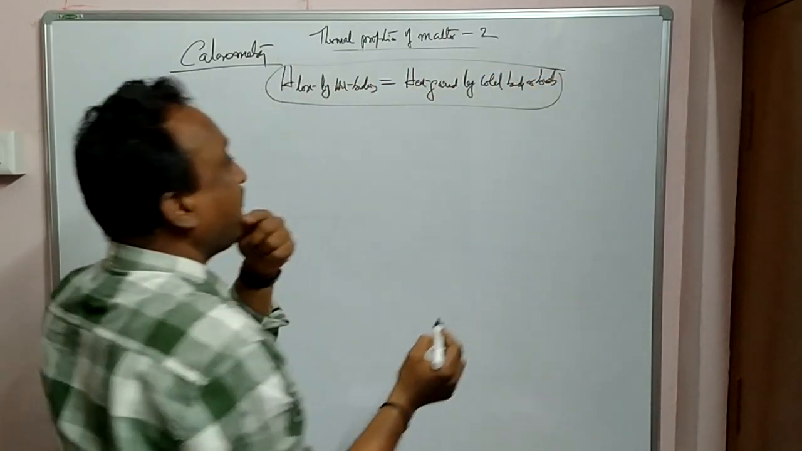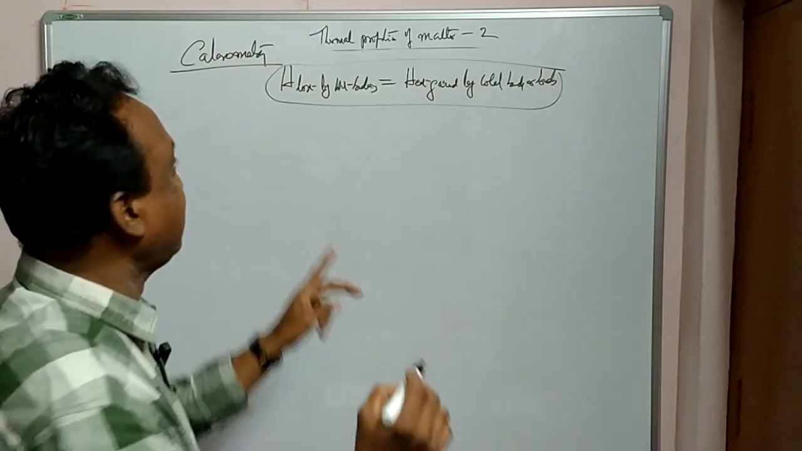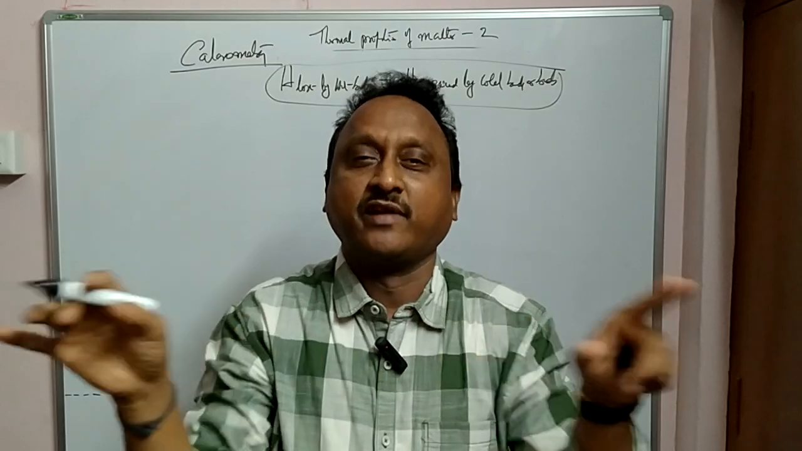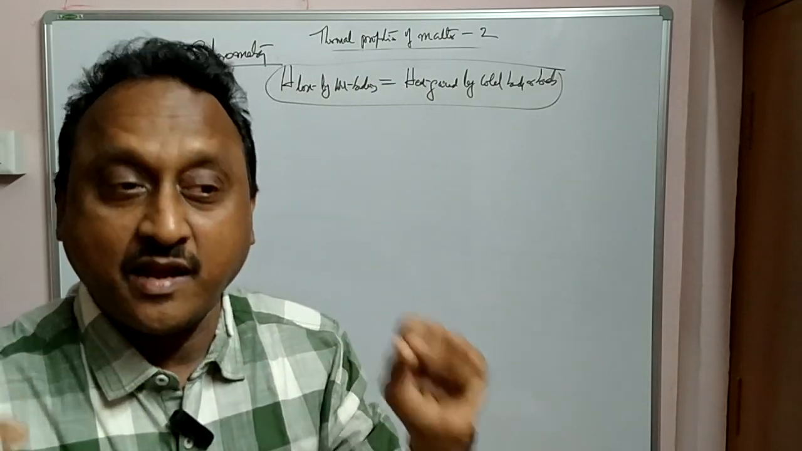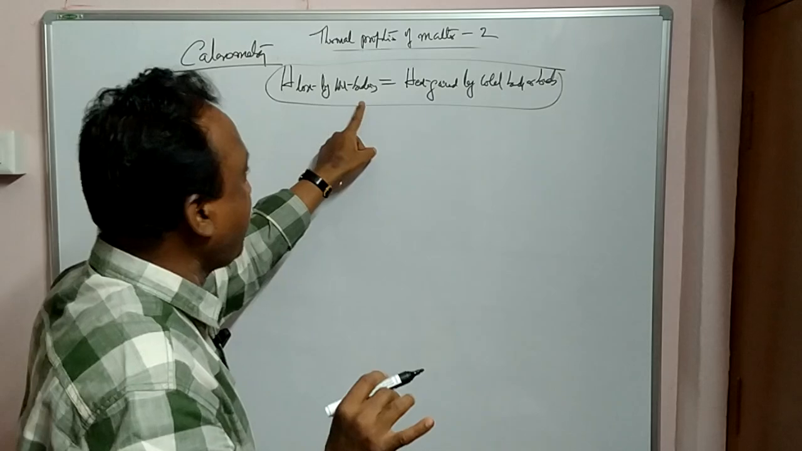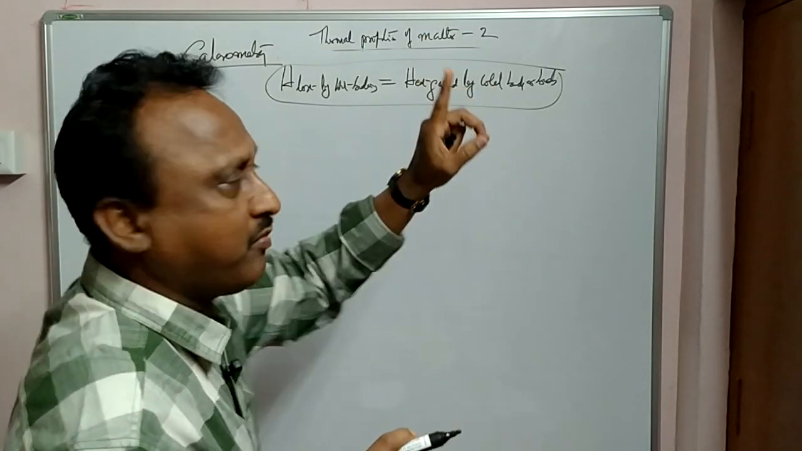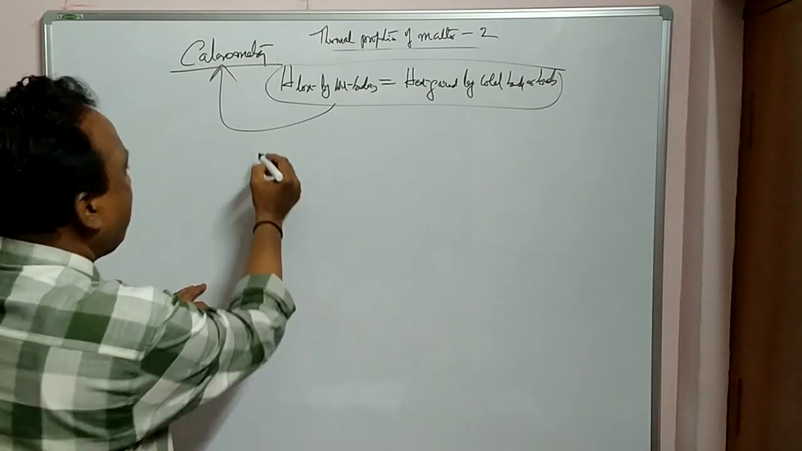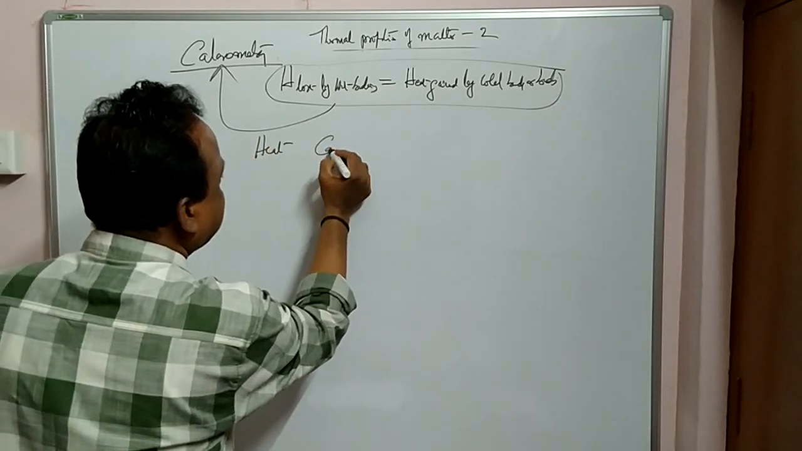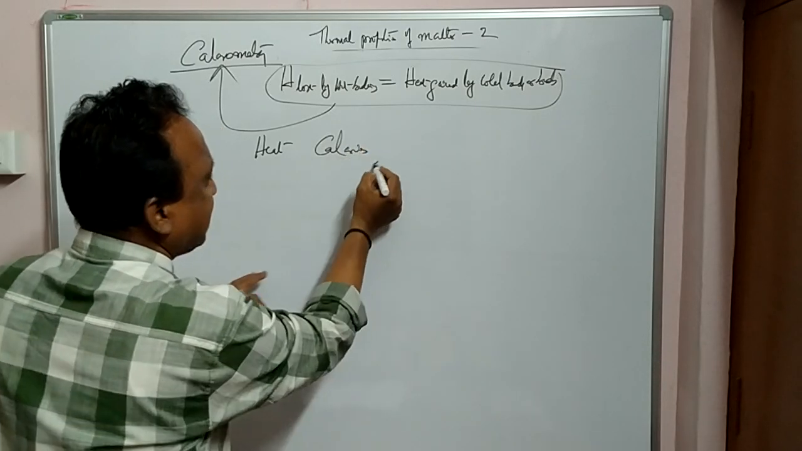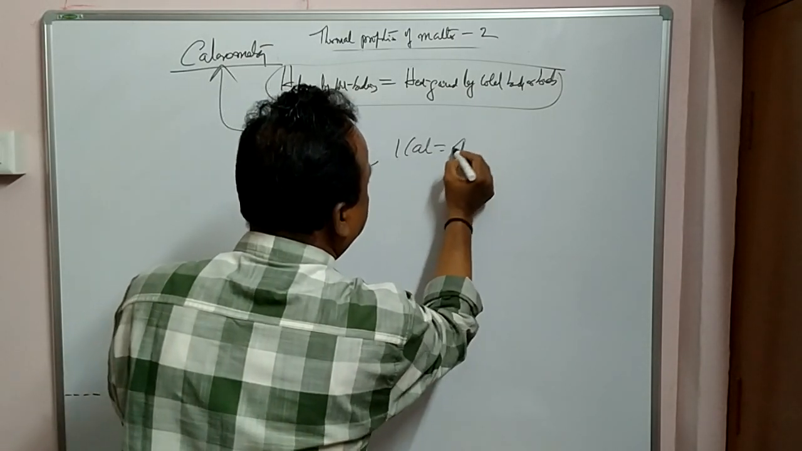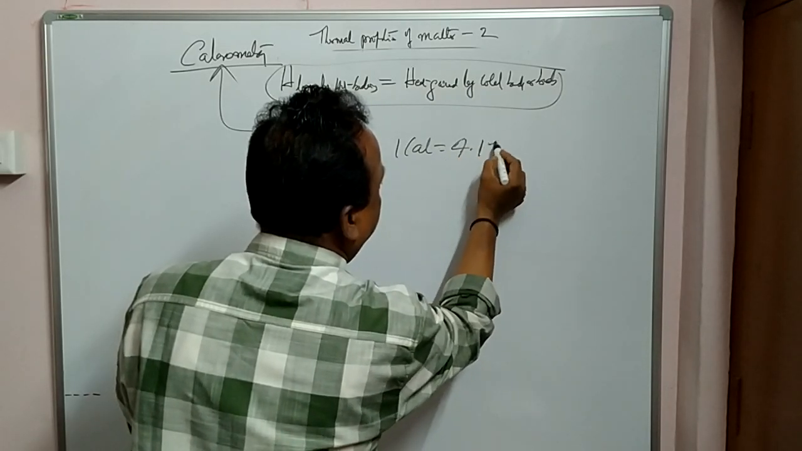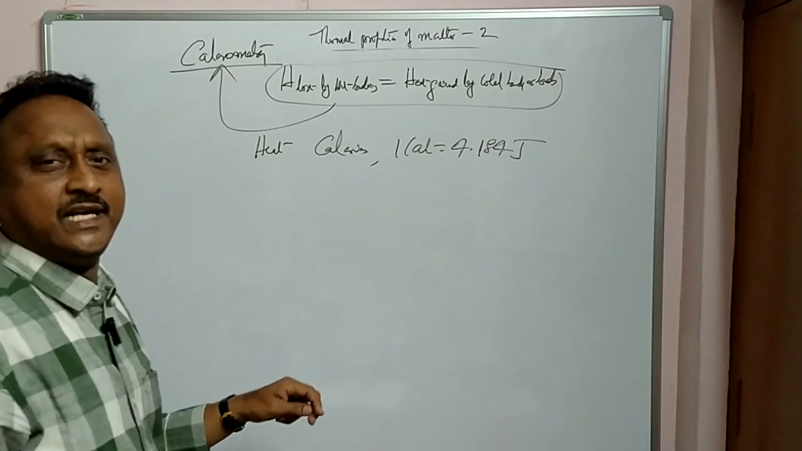This is possible only when there is no heat escaping to the surroundings. Heat lost by hot bodies is equal to heat gained by cold bodies. This principle is called calorimetry. And you know heat is always measured in calories. Therefore 1 calorie is equal to 4.184 joules.